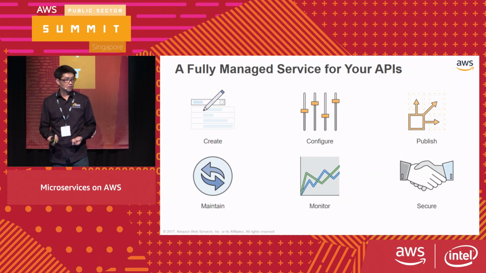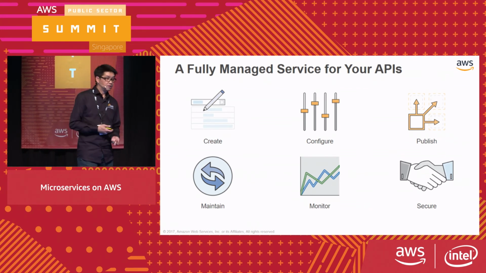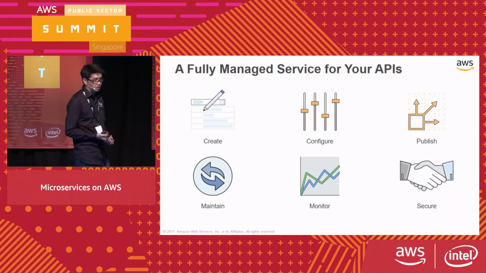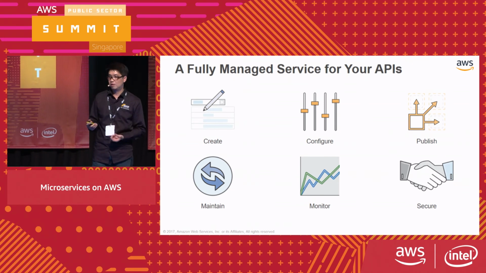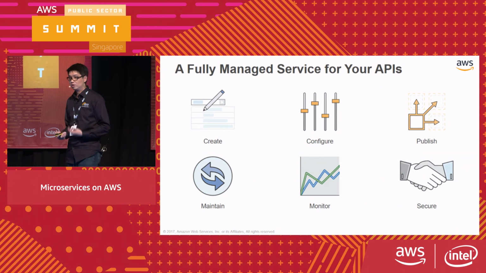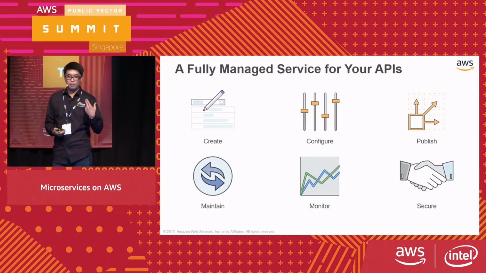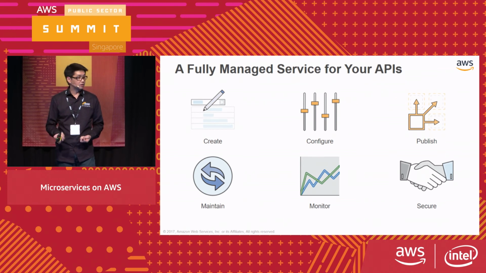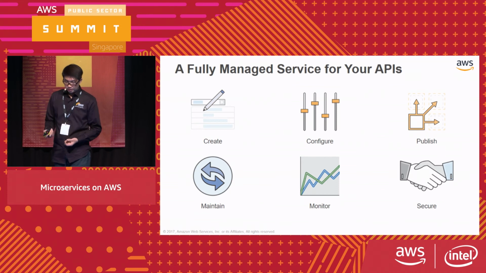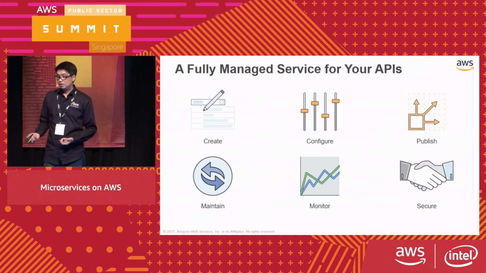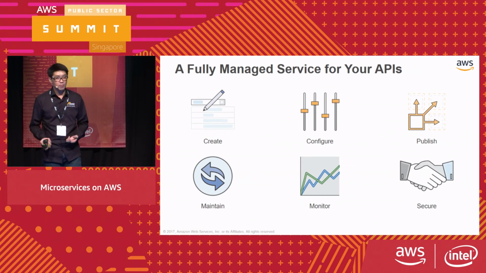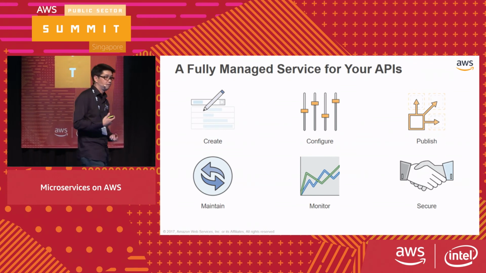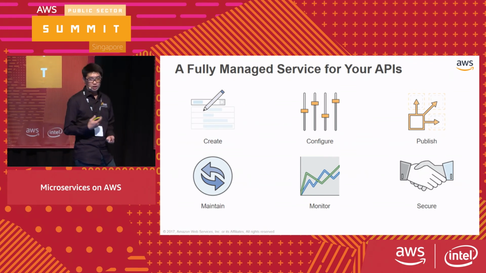Next is maintenance. It scales by itself, right? And the pricing is based on usage, so the number of API calls to that particular function itself. Next thing is monitoring. It is integrated with CloudWatch as well, and CloudWatch logs. And lastly, it is secure, right? It is integrated with IAM, and it uses AWS SigV4 to authorize access to the APIs.